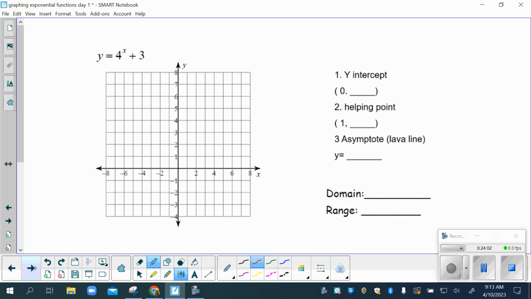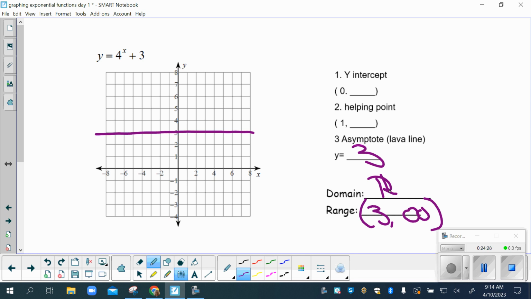Hey, I'm going to do this one pretty fast. Are you guys ready? Here we go. Let's see how quick we can get to this. My lava line is at 3. Cannot touch the lava, right? I could do my range right now: 3 to infinity. But guess what? I can't touch heaven, and I can't touch lava. So soft and soft. That was my mistake. And my domain is always all real numbers. That's always exciting.